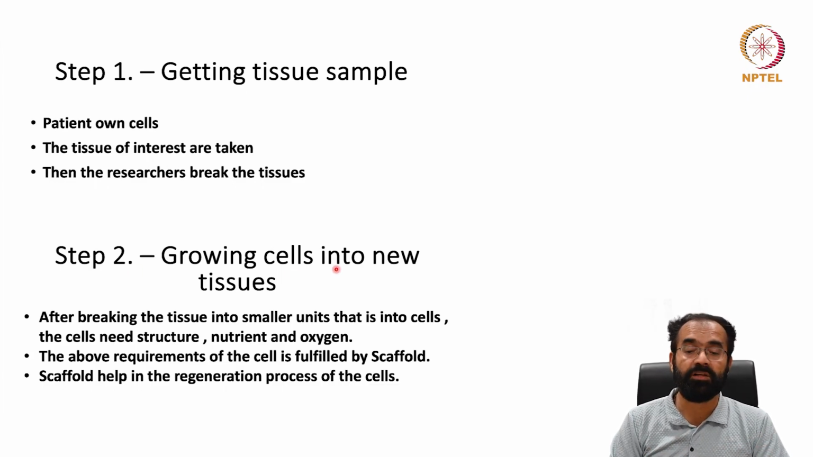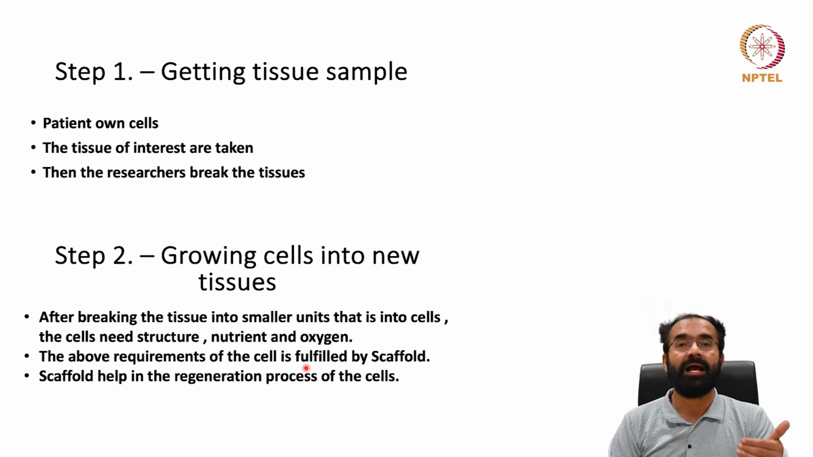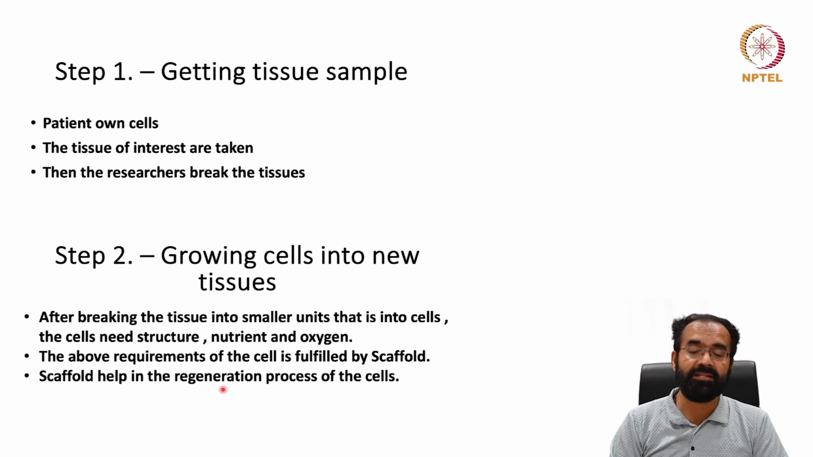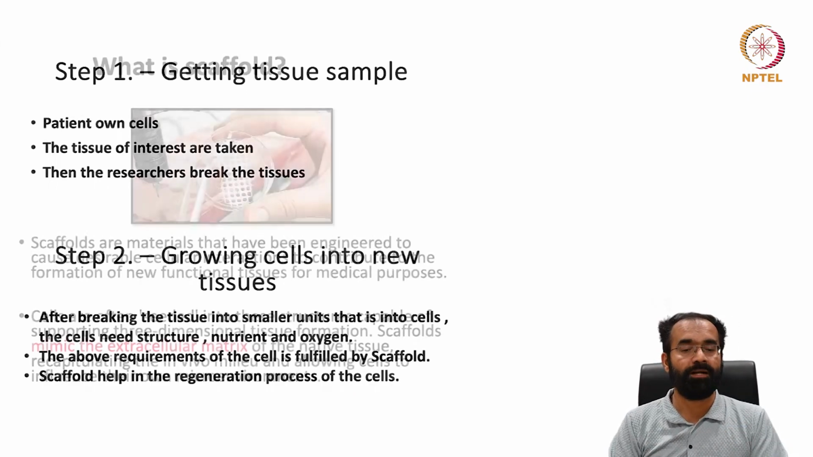And in step 2, growing the cells into the new tissues that are needed. After breaking the tissue into smaller units, that is into cells, the cells need a structure, nutrients, and oxygen. Structure here we are referring to a supporting material. The above requirements of the cell are fulfilled by the scaffold. That means the scaffold can provide structural support. If the medium is put onto the scaffold, they get the nutrients, and the oxygenation can come from artificial oxygenation or from the atmospheric oxygen itself. The scaffold helps in the regeneration process of the cells because healthy cells do not climb on each other. They need a scaffold for their movement and support.